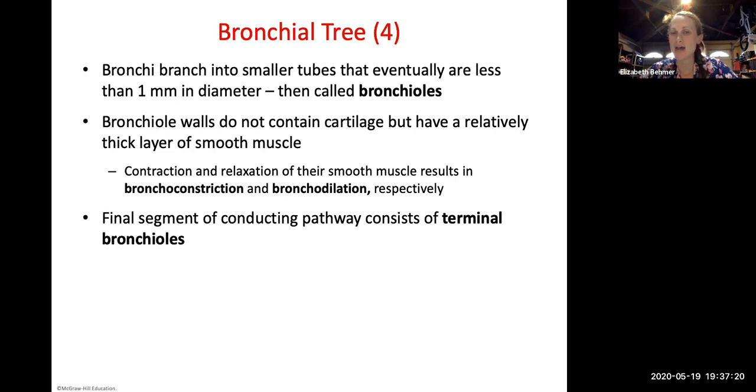The bronchiole walls do not contain any cartilage, but they have a relatively thick layer of smooth muscle. And this layer of smooth muscle in the bronchioles allows for bronchoconstriction and bronchodilation, which will be controlled by the nervous system. The final segment of the conducting pathway consists of terminal bronchioles. And the terminal bronchioles will eventually lead, if you go to the back side of your notes, into what we have as the little alveoli and alveolar sacs, and we'll see exactly where the gas exchange occurs.